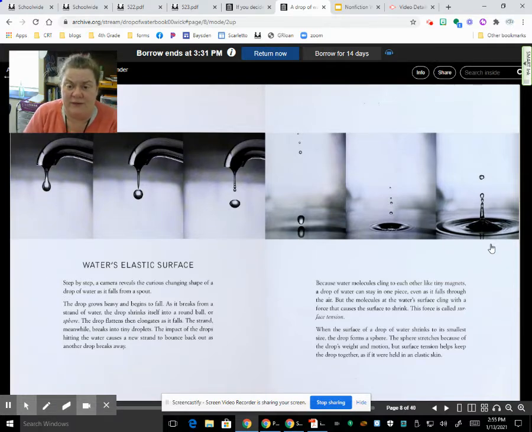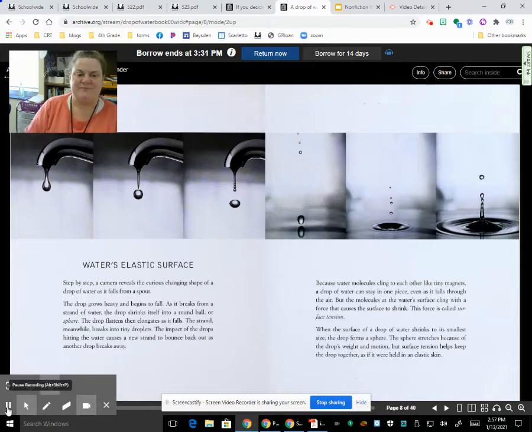Water's elastic surface. Now you see that heading, if we think about those text features, and we've got that strong visual of the drop of water coming out of the faucet and the drop of water landing on a little puddle, a little pool of water. Elastic is something that's stretchy. If I'm activating my prior knowledge, I think about what I know about elastic, like my socks. I can pull them, I can stretch them apart, but if I let them go, they snap back together. So I wonder how water can be kind of like a sock.